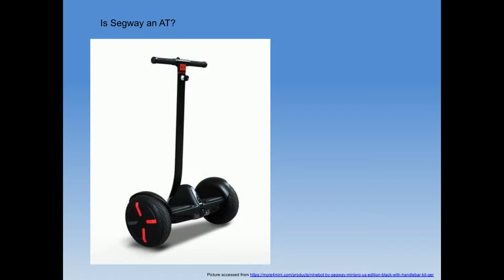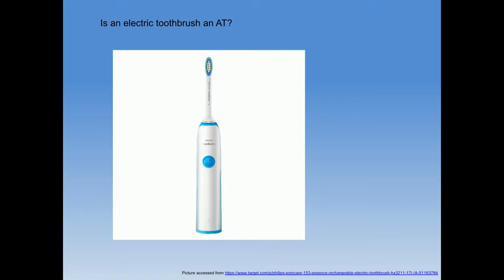A Segway as an AT device. Depends. Right? If I had arthritis, if I had a fracture, if I had a temporary ailment even, and I decided to use this for a while, it will serve as an assistive device. Same with an electric toothbrush, right? If I had a client who had severe arthritis, could not grab hold of a toothbrush, or did not have the strength to manipulate the toothbrush, if this is what's used, it's an assistive device.